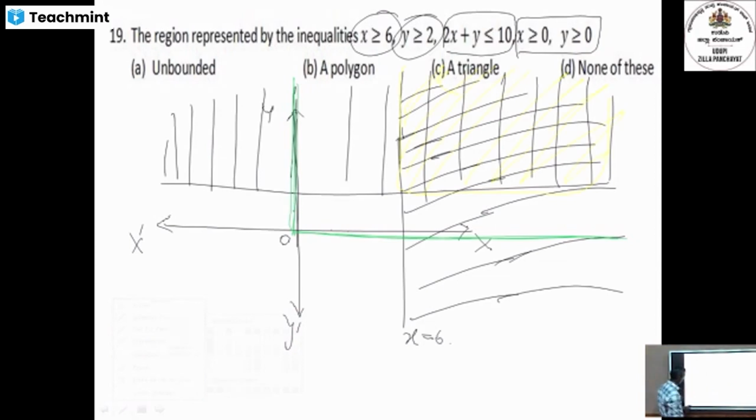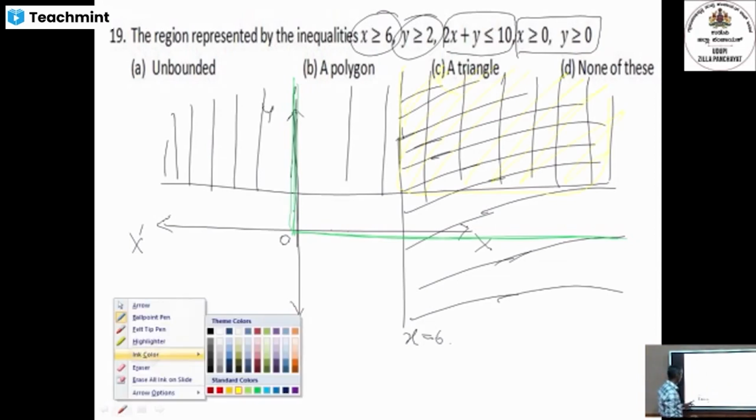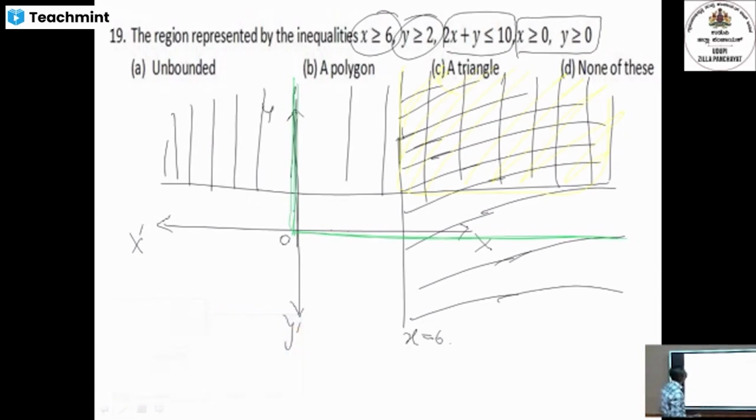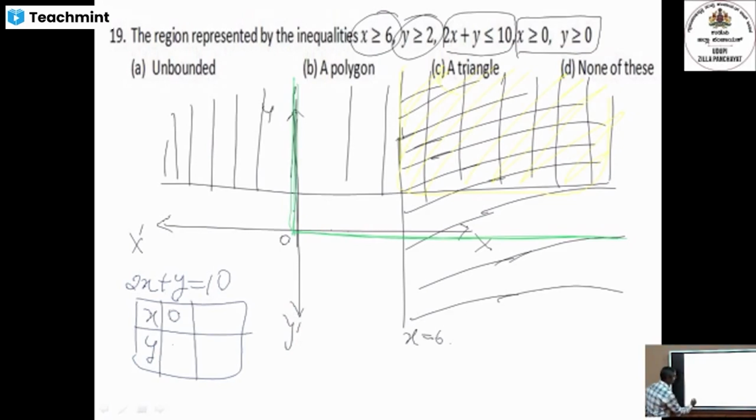Now we will go for the third condition. In the third condition, 2x plus y less than or equal to 10. Now we take 2x plus y equal to 10 as an equation. There is x, there is y. X 0, y becomes 10. Y 0, x becomes 5. So x 5 should be here, this is 6, x 5 comes here. Y 10, this is 2, suppose 10 is somewhere here. So the line connecting these two passes like this.